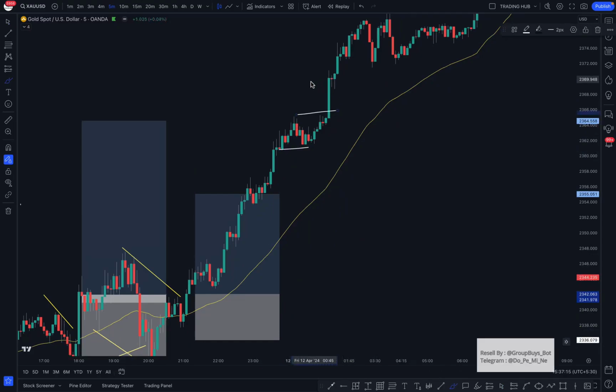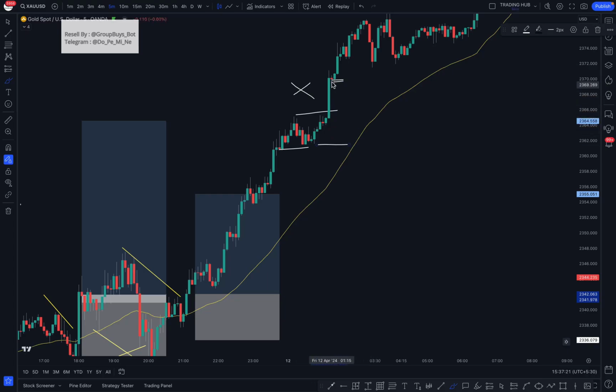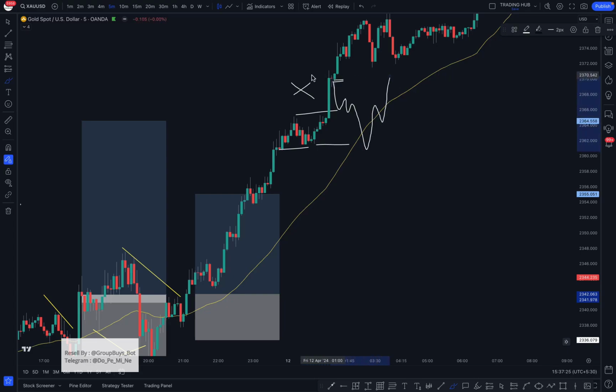You don't need to buy here. Why? Because if you are willing to buy here, then what happened here? Where is the stop loss? Stop loss just below it. So what happened? Market pushed downside and took the stop loss and created another structure here. And this became our larger structure and the market went higher.